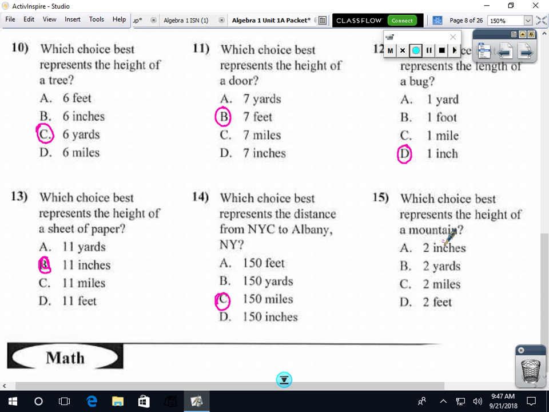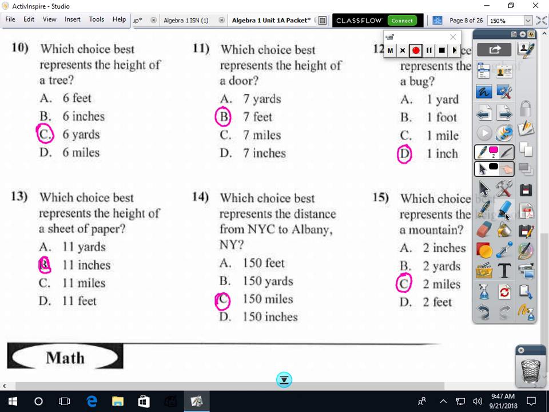Which choice best represents the height of a mountain? 2 inches, 2 yards, 2 miles, 2 feet. Right, it has to be 2 miles. 2 inches is way too small. 2 feet is too small for a mountain. And 2 yards is even too small, because 2 yards is only how many feet? 6 feet.